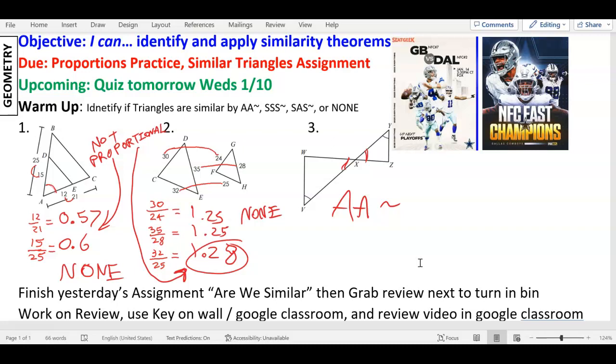So yesterday we did notes, right? And I gave you this at the end. It's called Are We Similar? One-sided, 8 questions, like the warm-up. Can you do these 8 questions, like the warm-up, using yesterday's notes? Okay? When you finish, tomorrow is in green here, tomorrow's a quiz, right?